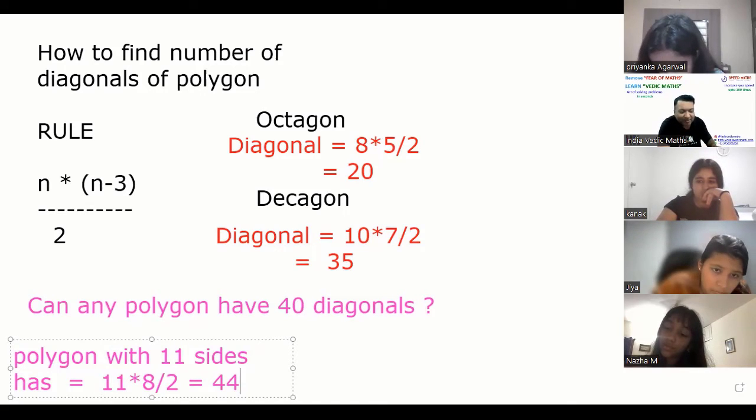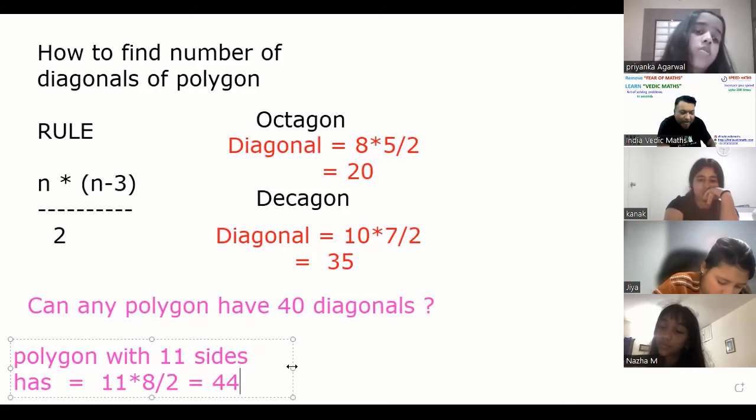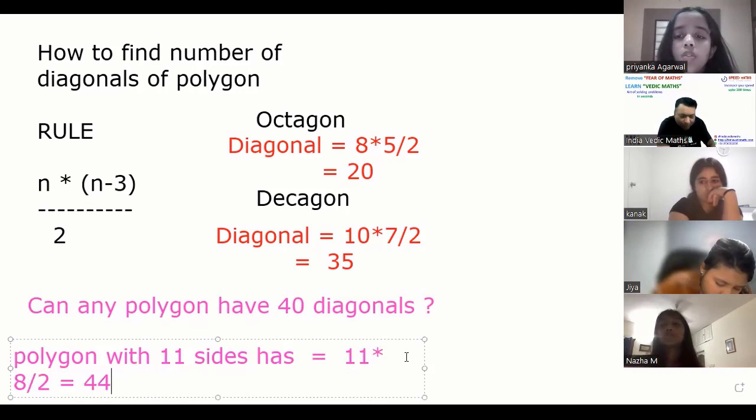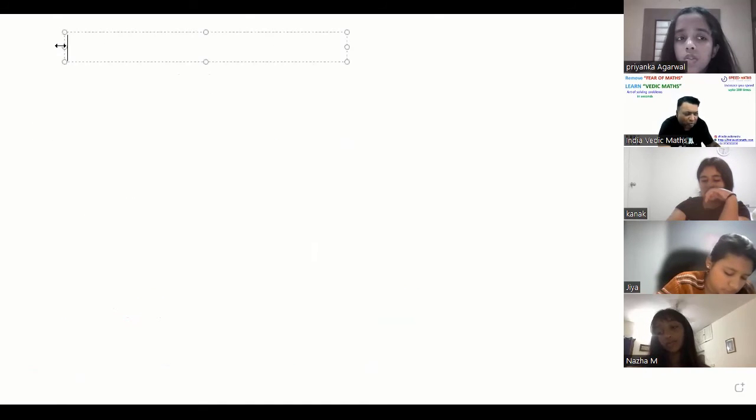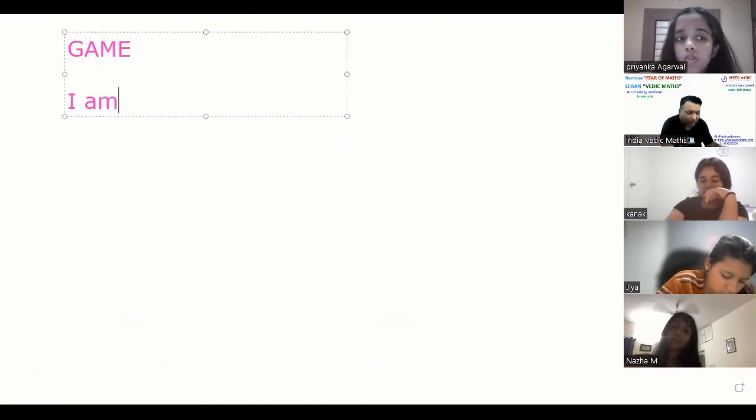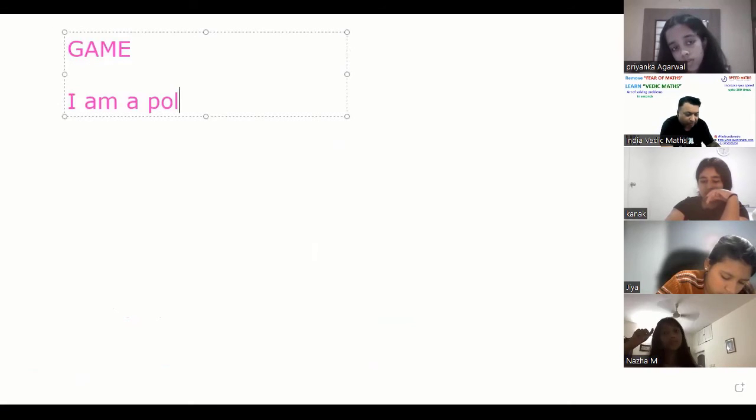Got it, Mishita? Good. So everybody, the answer is no. A polygon cannot have 40 diagonals. It will be 35 or it will be 44. Cool, everyone? Now, let's play a game, okay? A 2 minute game. I am a hidden polygon. That's what you have to find out, right?